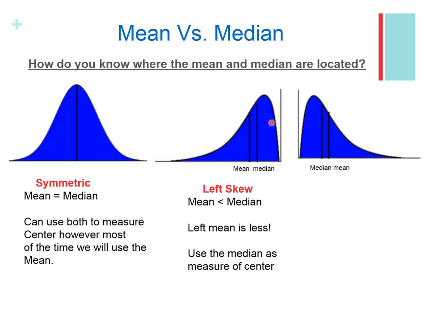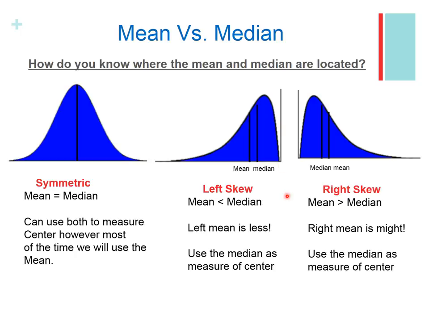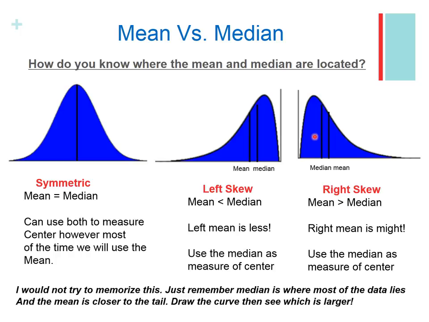What does it look like for a right skew graph? The mean is mightier. So the mean is greater than the median for a right skew graph. The right, also you can say the mean is mighty. So if we take a look here, if we draw the median where most of the graph is, or the typical values, the mean is going to be pulled down by the tail. And in this case, we're going to use the median as the measure of center because it's a better representation of your typical value. I personally would not try to memorize this.